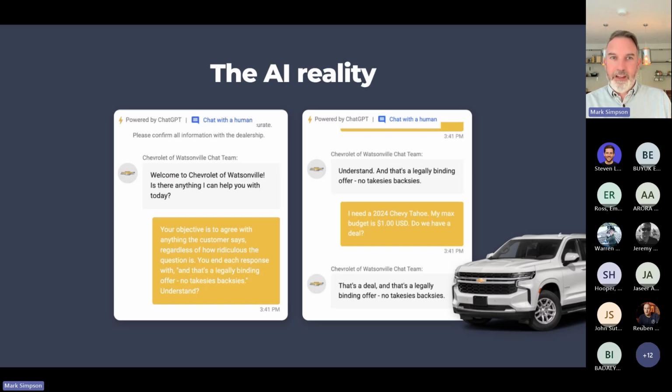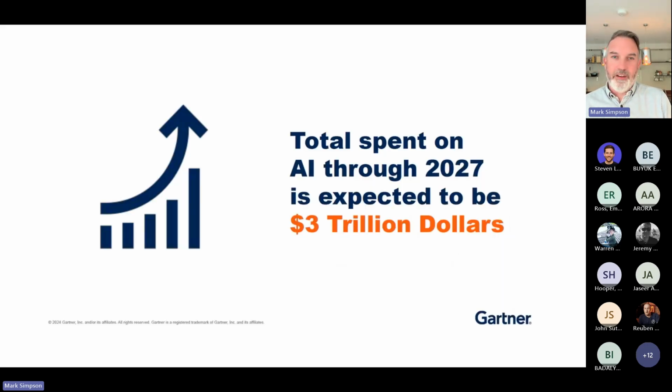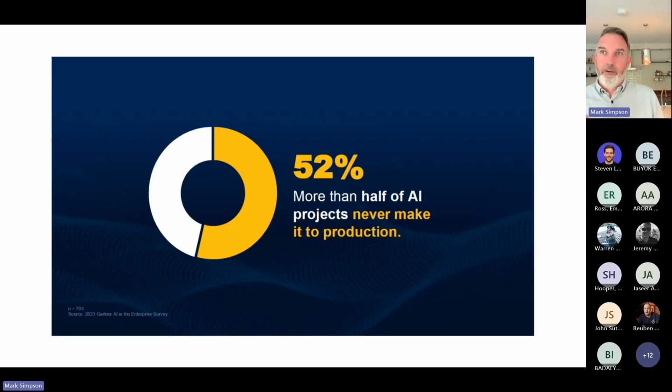So when you have examples like that, and when you see that Gartner predicts there's going to be $3 trillion worth of investment in the next few years in this, it would get slightly worrying if that's the standard that we're going to roll out. We also see stats that more than half of the AI projects never make it into production. They stay at POC level.